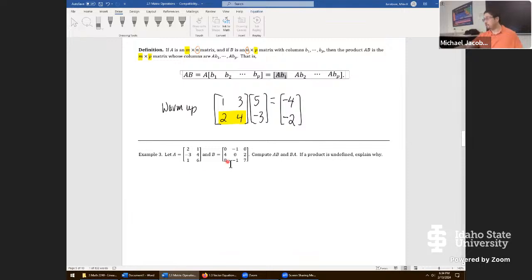We have A and B right here. It says compute A times B, B times A. If we have an undefined product, we'll just give a quick explanation. Let's start with this one, A times B. First thing we want to do is, again, always look before you leap. A is of size 3 by 2. So let's put 3 by 2 here. B is of size 3 by 3. And already we have a problem. Matrix multiplication only works if these two inner dimensions are exactly the same. Here, the number of columns is not the same as the number of rows. And so our whole problem is right here.